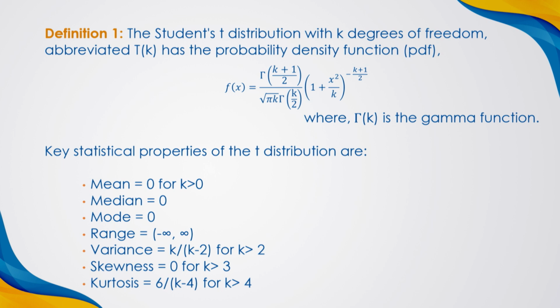Key statistical properties of the t distribution are listed below: mean equal to 0 for k greater than 1, median equal to 0, mode equal to 0, and range lies between minus infinity and plus infinity. Variance is equal to k by k minus 2 for k greater than 2, skewness is equal to 0 for k greater than 3, and kurtosis is equal to 6 by k minus 4 for k greater than 4.